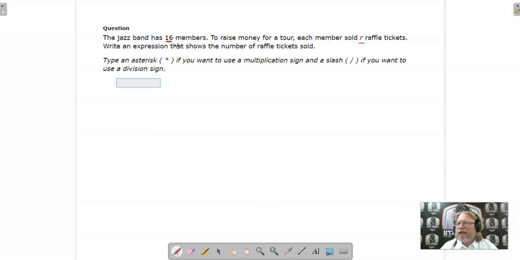So let's say you got 16 members and they all sold 5 each, right? So we'd have 5 plus 5 plus 5. Get the idea, right? We are repetitively adding the same number over and over and over again. Looks like I got 2, 4, 6, 7 of them so far, and we just keep going, right? Well, that'd be a long way of doing it. So instead, we could say 16 times R.